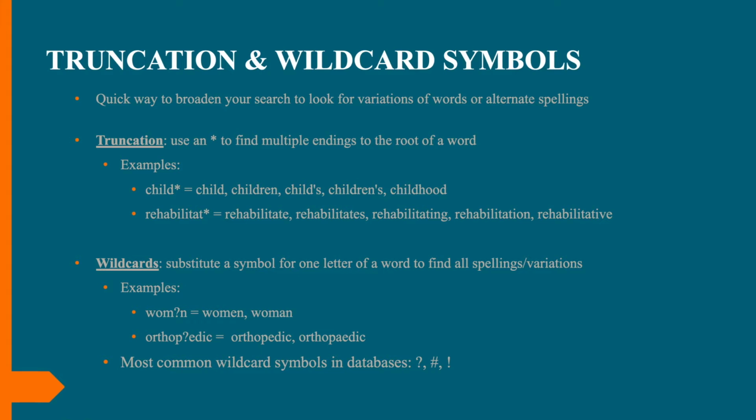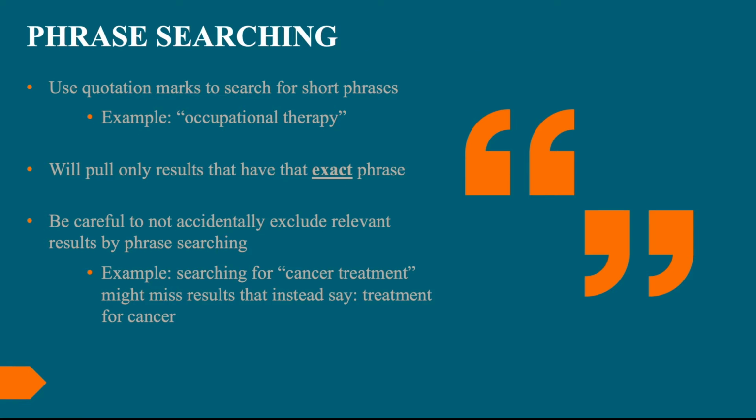Different databases recognize different symbols for the wildcard. Many, like CINAHL, use the question mark as the wildcard symbol, but some others might use the pound symbol or an exclamation point. The second tip is to use quotation marks to search for short phrases, like "occupational therapy", for example. This tells the database to pull only articles that have that exact phrase, rather than pulling all articles that might have those terms listed separately somewhere in their record.